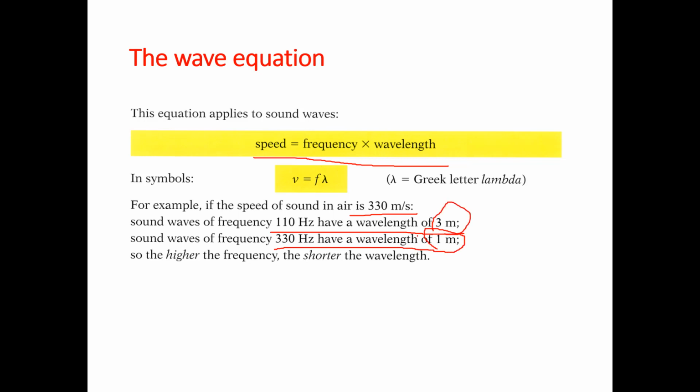Now, focus on these numbers. These numbers, what do they represent? 110 represents the frequency. When the frequency is 110, how much is the wavelength? It's 3 meters. When the frequency is 330, how much is the wavelength? 1 meter. So what we can find from this is that the higher the frequency, the shorter the wavelength. So when frequency increases, the wavelength will decrease.